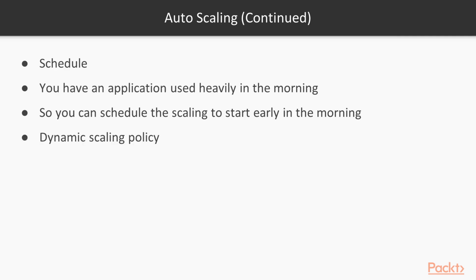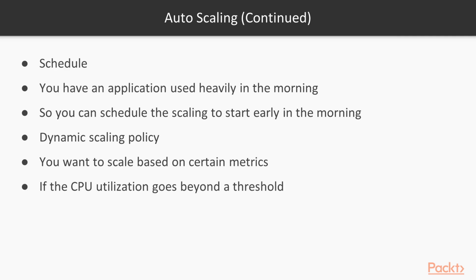And then you have the dynamic scaling policy. So this is when you want to scale based on certain metrics. So an example is, let's say the CPU utilization for your architecture goes beyond a threshold. That is when you want to scale your architecture. Now you can do both a scale out and a scale in. Both are very important.